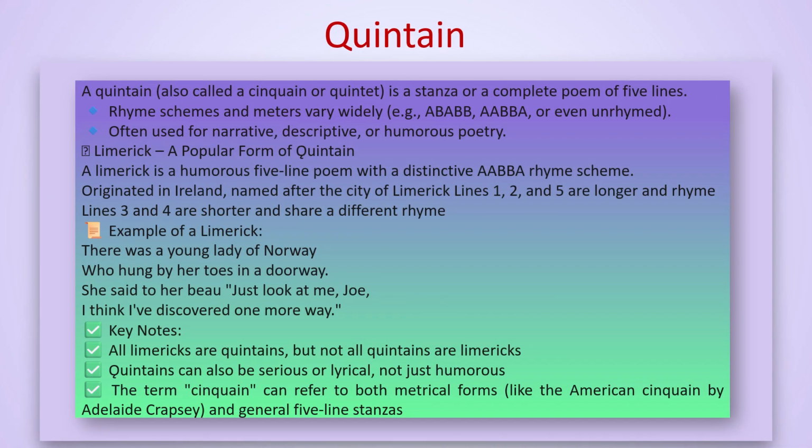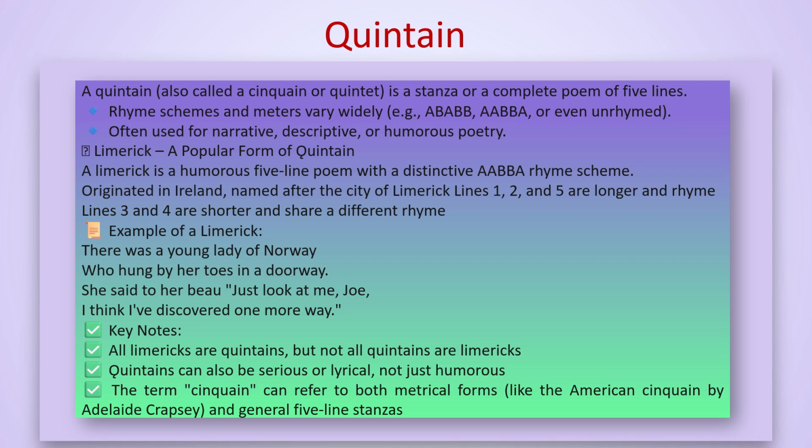A quintain is a 5-line stanza, also known as a cinquain, which is a French word, or quintet. These stanzas can follow various rhyming schemes and can appear in both serious and humorous poetry. One of the most famous forms of quintain is the limerick, a witty, often absurd poem with an AABBA rhyming scheme. Limericks originated in Ireland and have become a beloved form of light verse around the world. Now let us look at an example of a limerick.